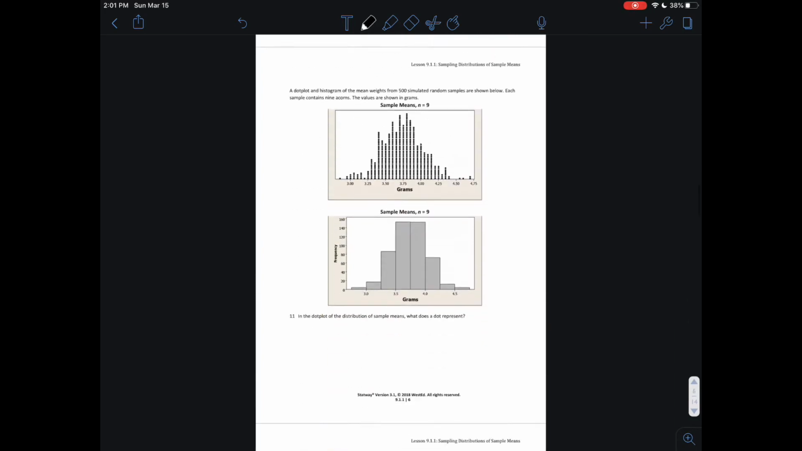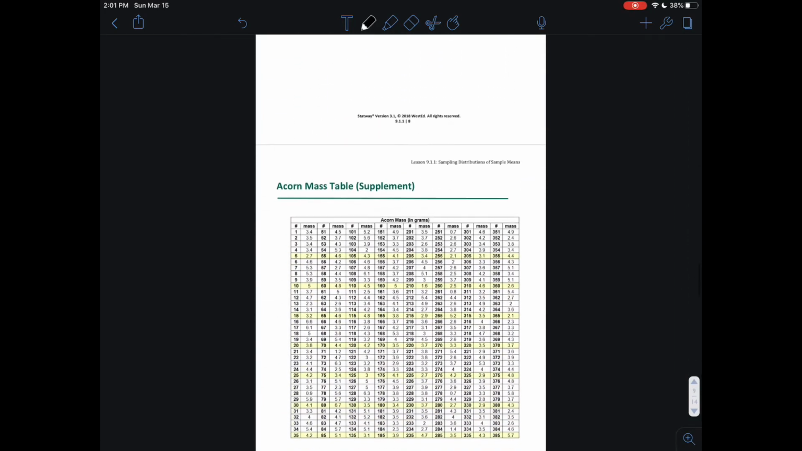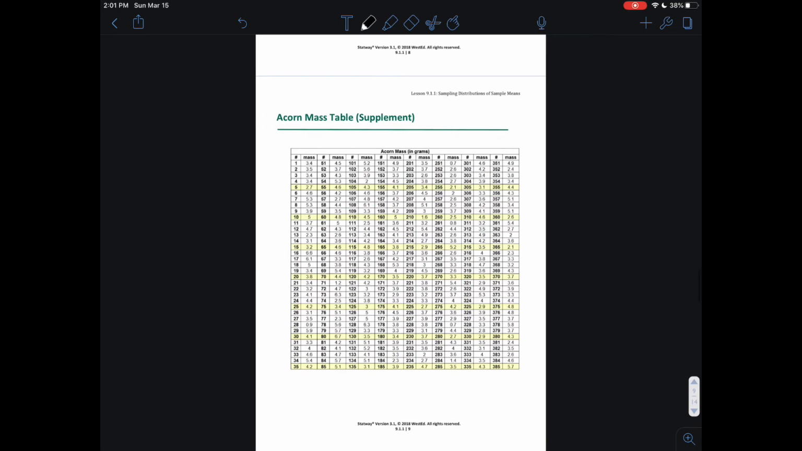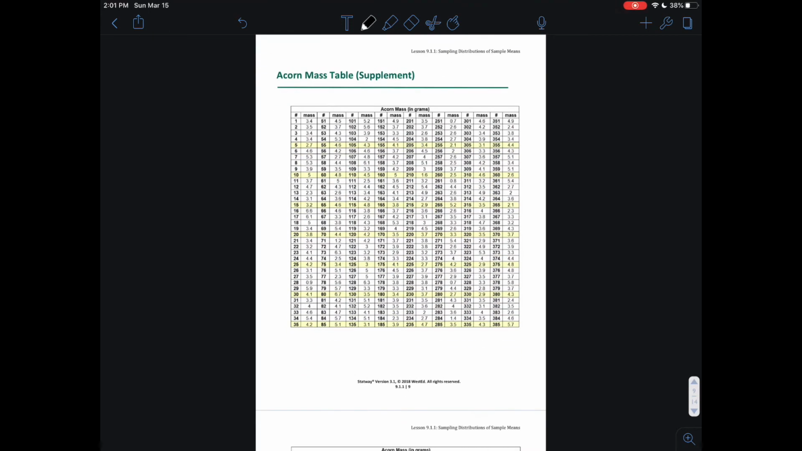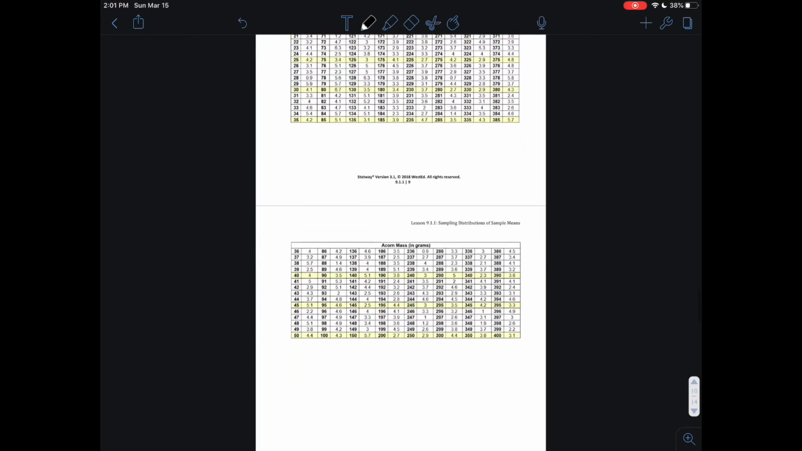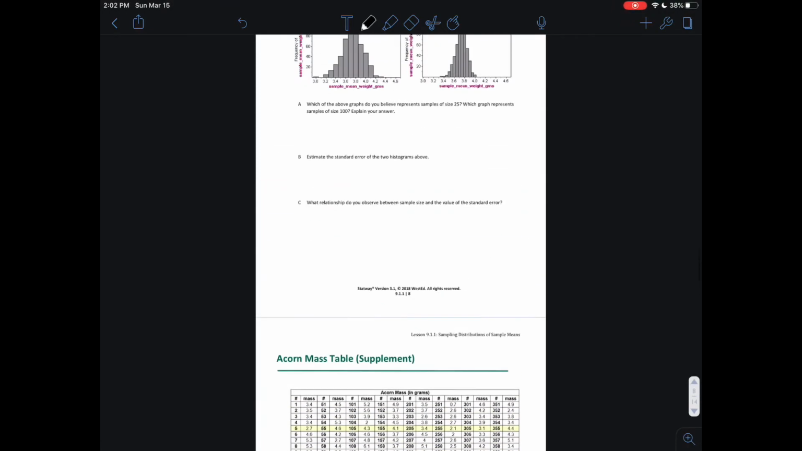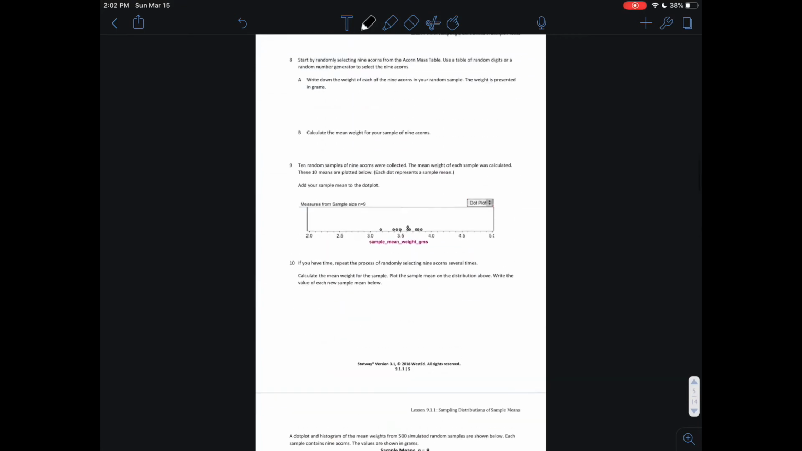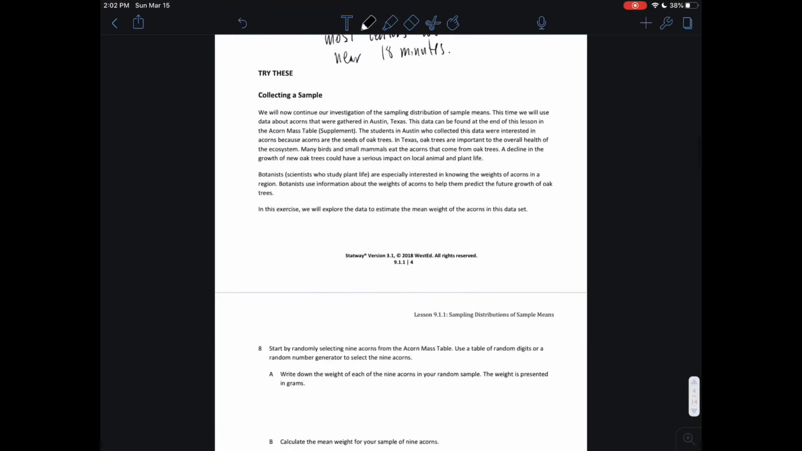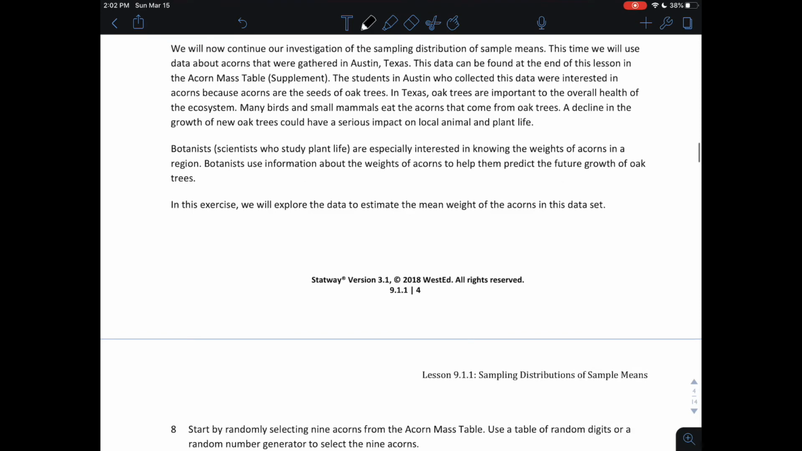If you actually flip a couple pages, right at the end of the lesson before the take it home, you'll see there are 2 pages. We're going to be referencing this in just a little bit. 2 pages of Acorn Mass organization here, and you can see it all goes up to 400. These are 400 different acorns and their weights or mass. So going back to where we left off, the students in Austin who collected this data were interested in acorns because acorns are the seeds of oak trees.